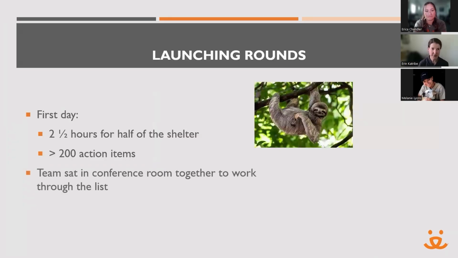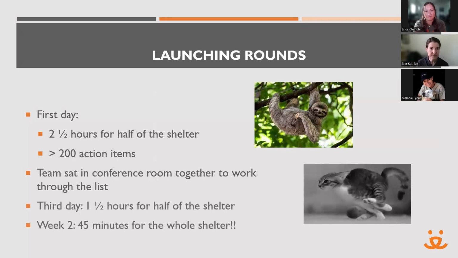Then the team sat together with their laptops and sat in a conference room to start working through the list. And what was really great about that is there was so much conversation and collaboration, not only in the rounds and taking part in the rounds, but as they were working through that list. By the third day, got through half the shelter in an hour and a half. And by week 2, so much more efficient, getting through the entire shelter in 45 minutes to an hour.